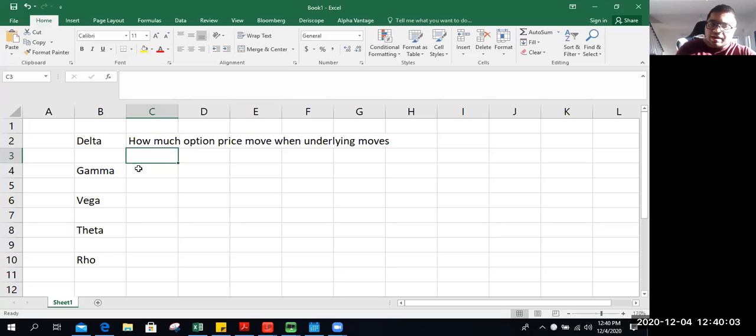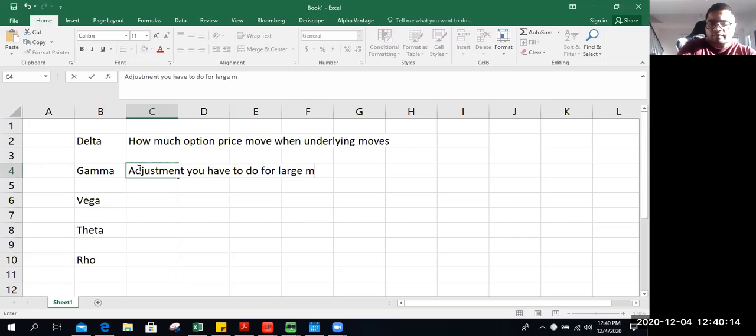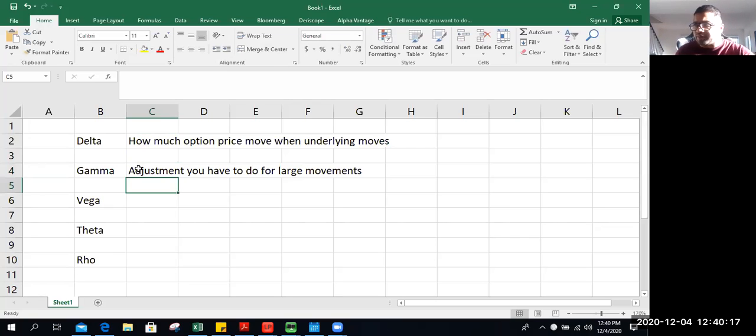What is gamma? Gamma is the adjustment you have to make for large movements. Small movements are shown by delta. When the underlying moves by, let's say, $10, you can calculate very well how much the option will move. But if the stock moves by $100 or thousands of dollars, you cannot just focus on delta. You have to make adjustments based on gamma. So these are adjustments that you have to do when the movements in the underlying are large.